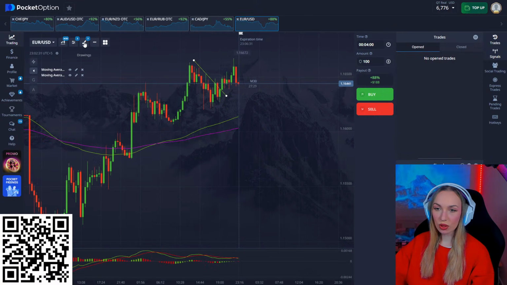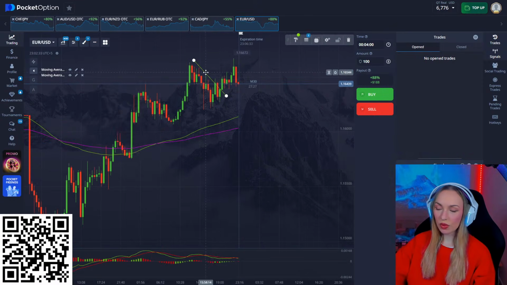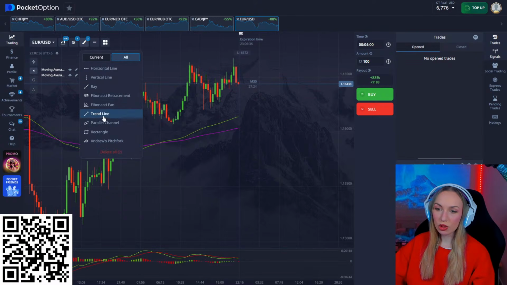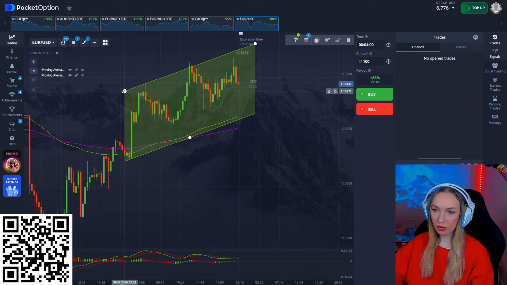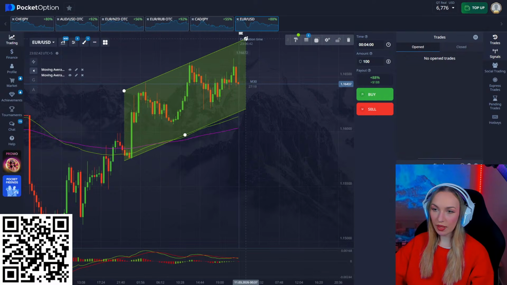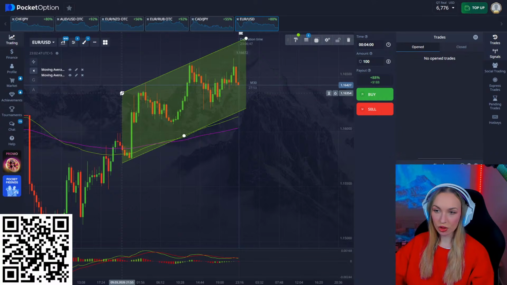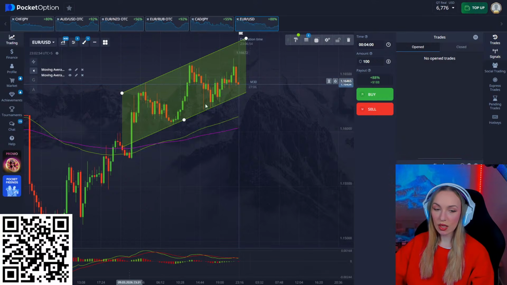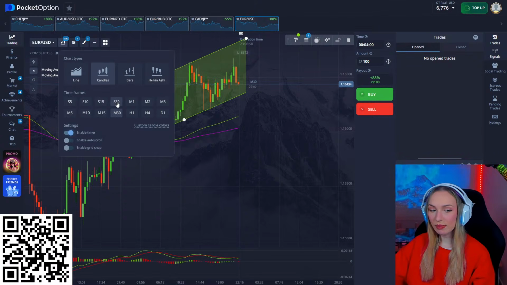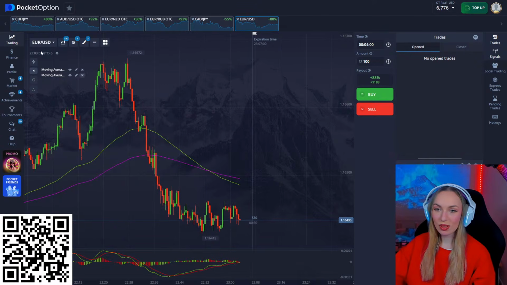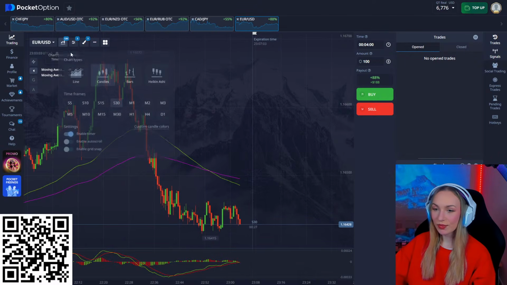Like I see that the euro dollar looks like it's moving in an upward parallel channel. I can try to draw it to confirm my theory about that. Drawing always helps us to see the structure, to see how the price is moving, in what direction, and where it's gonna move in the next couple of minutes, hours, maybe even days, who knows.